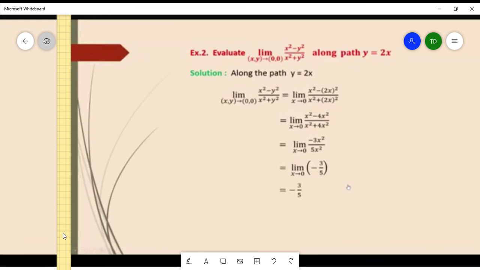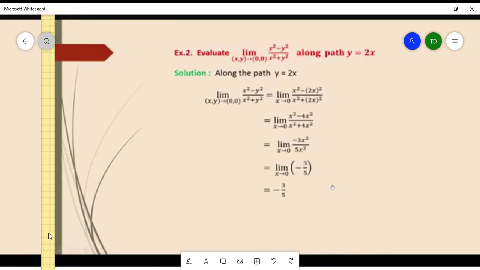Let us deal with the second example. The same function is given, but they have given us a path to evaluate the limit. The path given is y is equal to 2x. So along the path y equal to 2x, we have to replace y with 2x. The function is now converted into a single variable function, and x is approaching 0.